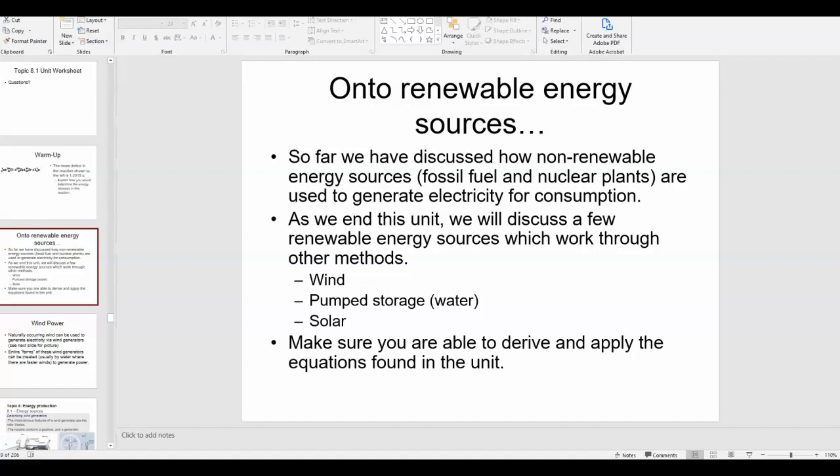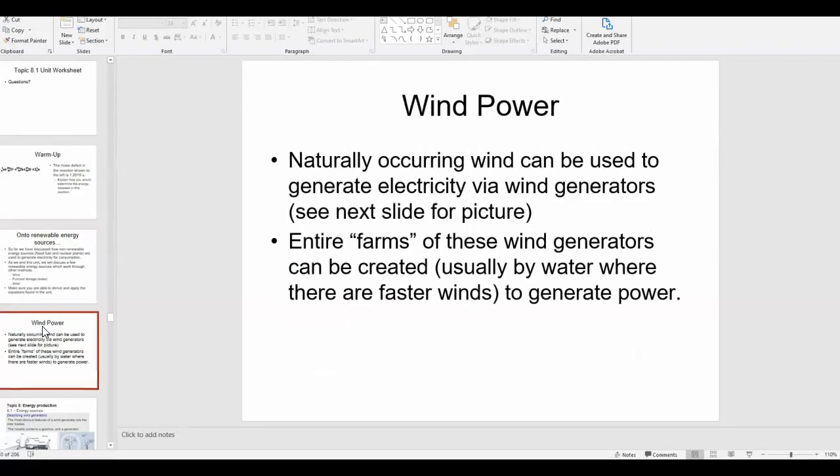Now, there's not a ton of equations in this unit. There is one having to do with wind power that we're going to derive today, and so do make sure that you pay close attention as we're going through that derivation so that you understand what the equation is, how it works, and why it works the way it does. All right, so let's talk about wind.